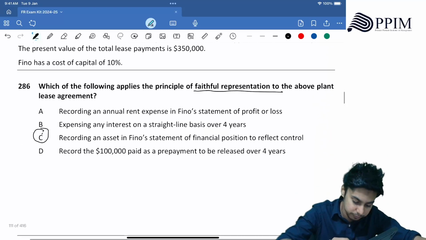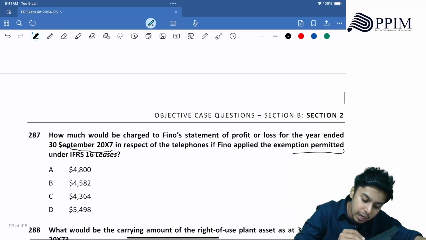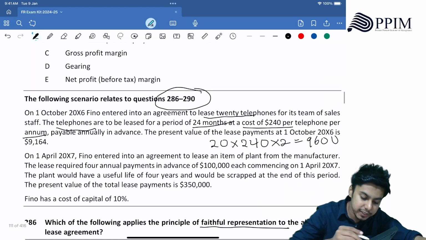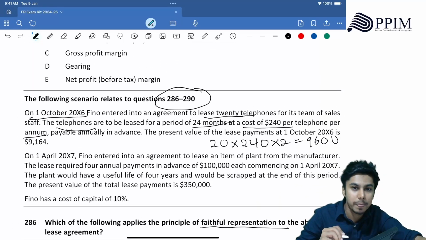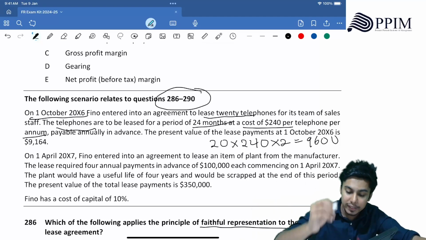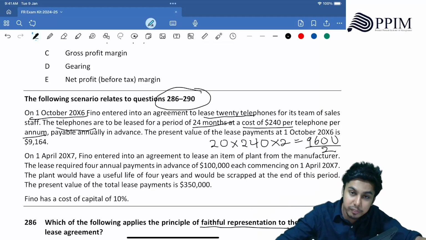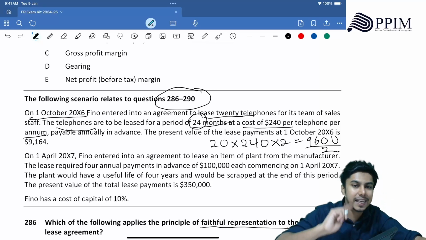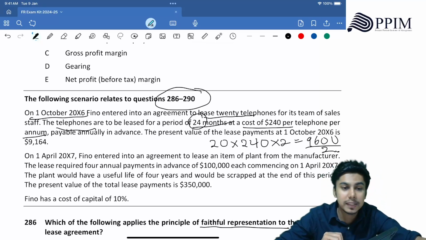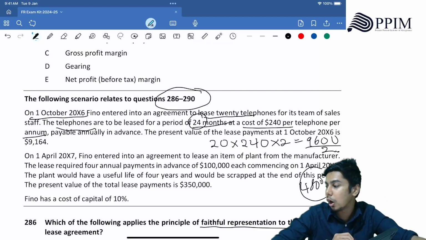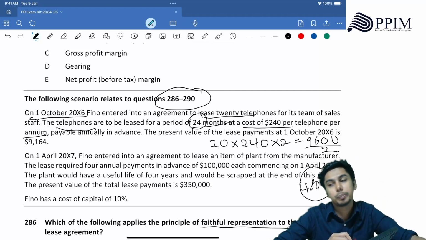But look at the question. They are asking how much should be charged as at 30th of September 2007. My question is starting in October 2006. Requirement is for September, after 1 year. So divide by 2. Why are we dividing by 2? There is a 2-year lease. For 2 years, 9,600. That means for 1 year, 4,800. Correct. Option A should be the answer.